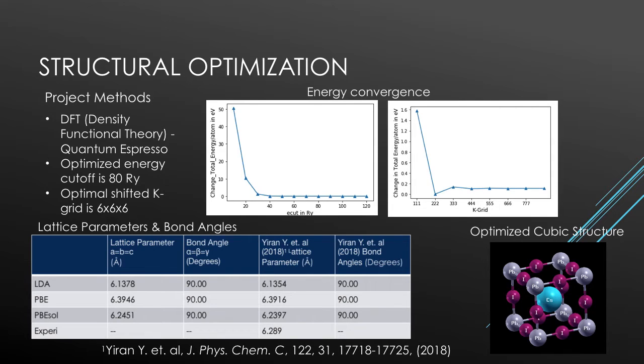And we chose the convergence of 80 because we wanted something to be less than 0.01 of a difference when you look at the convergence. So if you zoomed in right there, we saw that 80 was the best value where it started to converge. The same thing, we looked at the K-grid and saw that 6 by 6 by 6 was the optimal structure. And as you can see below, these are the lattice parameters that we got out of the optimized structure in the different functionals such as LDA, PBE, and PBEsol. And you can see that the lattice parameters and bond angles are in good agreement with other works in literature.